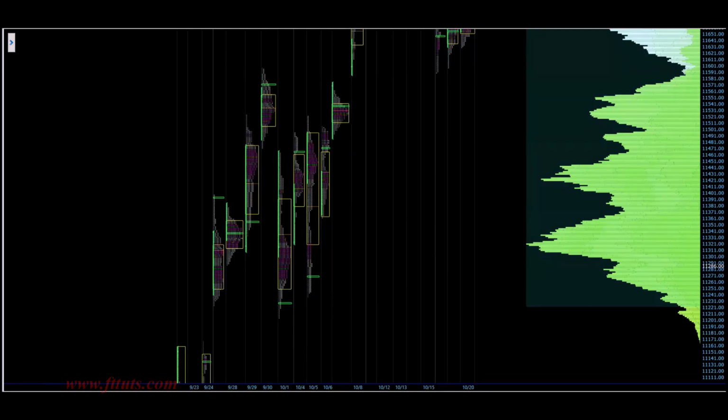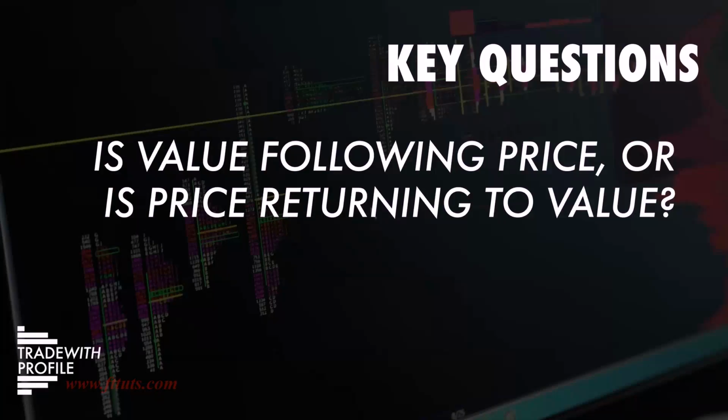And then as you go about in the auction, one of the key questions to keep coming back to and always check yourself on, as we go through the pathway, we have lots of questions, always as self-checks for yourself to keep you out of trouble. And that question is: is value following price, or is price returning to value?